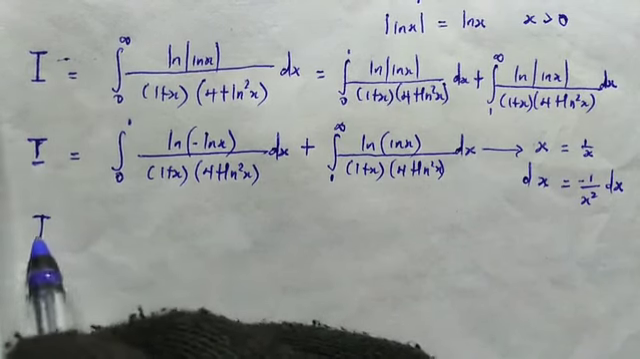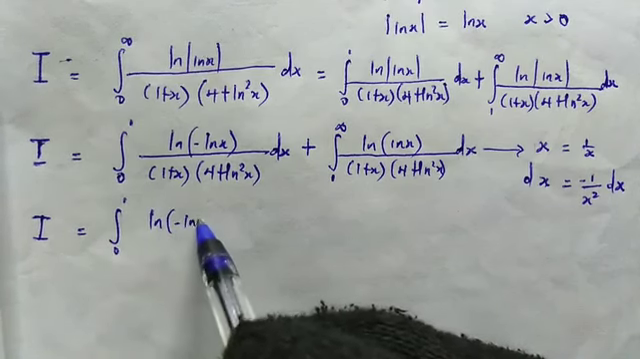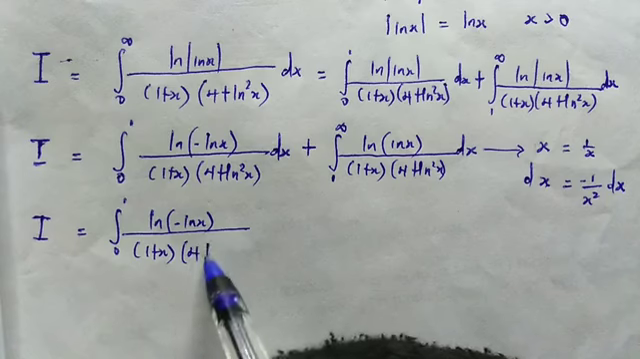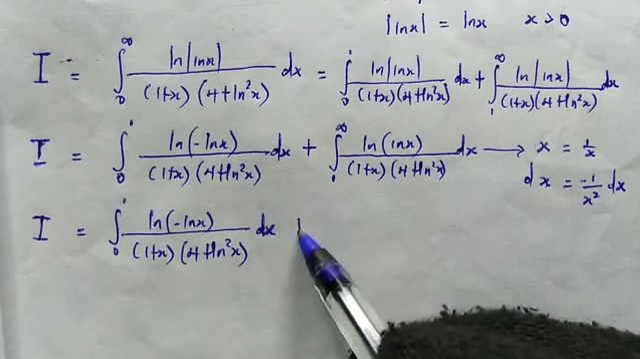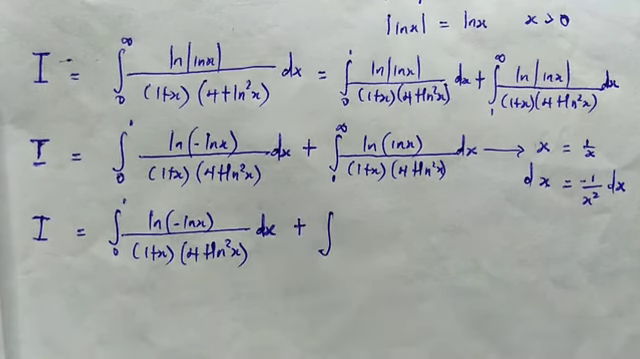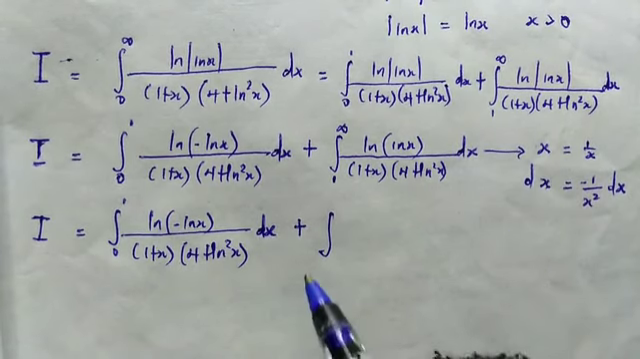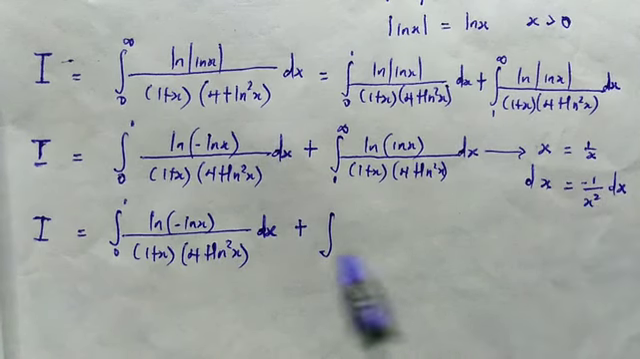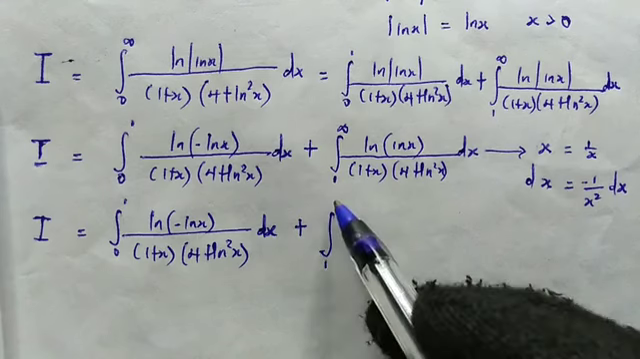So here we have I is equal to the integral from 0 to 1 of the natural log of negative natural log of x all over (1 plus x) times (4 plus the natural log of x squared) dx. And here we have plus the integral. Now from here, the dx is negative 1 over x squared dx, and we have a negative sign. But let us put everything first. Here we have from 1 to 0, right?